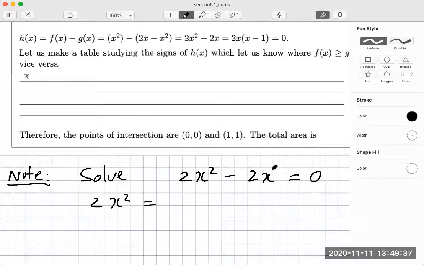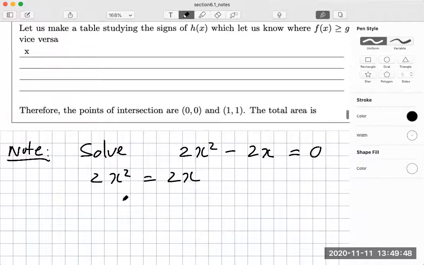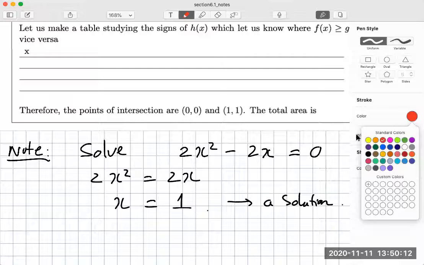2x squared, eliminate the 2x here by adding 2x to both sides. Then divide both sides by 2x, which gives us x equal to 1. What is missing here? Very good. We missed a solution at 0.